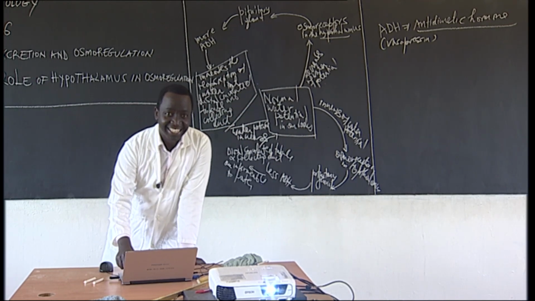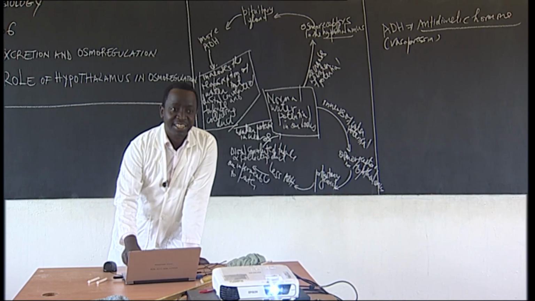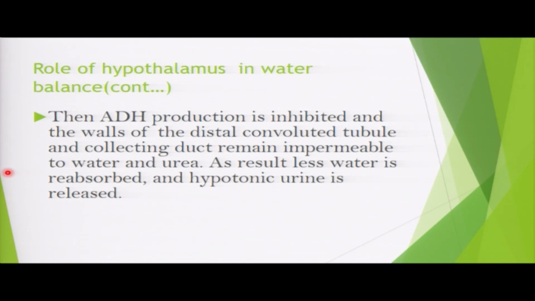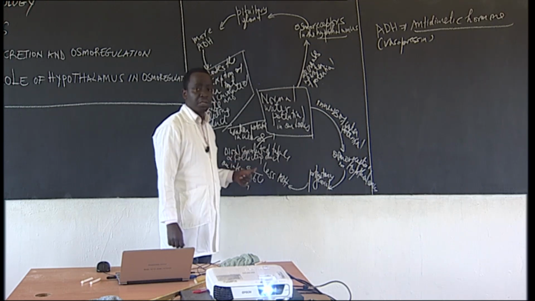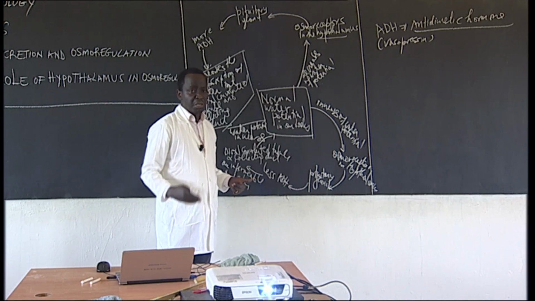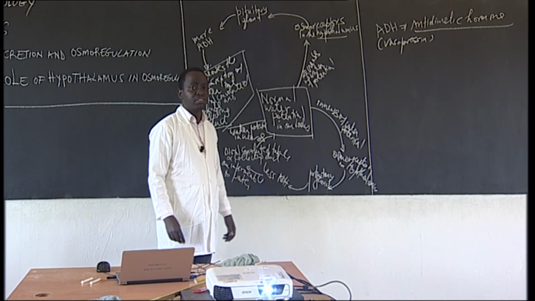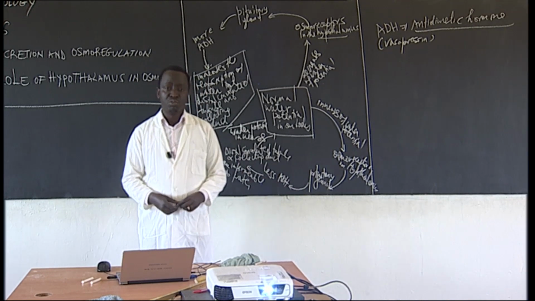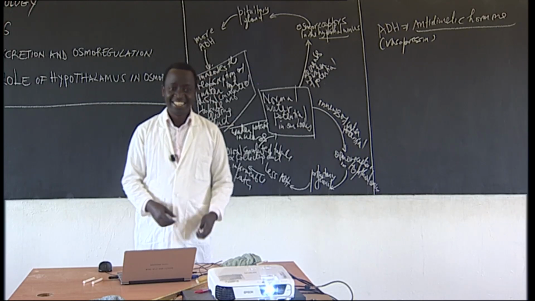Are you understanding this? Nice. When water potential increases, ADH is going to be inhibited, or there is secretion of less ADH. If there is secretion of less ADH, the distal convoluted tubule and collecting duct are going to be impermeable or less permeable, which means much water is going to be released in the urine. Then you get diluted urine. Are you together? Nice.